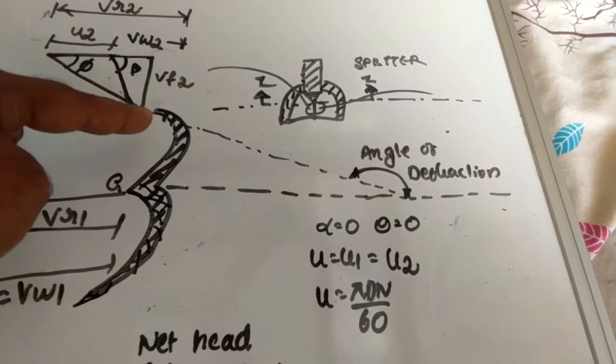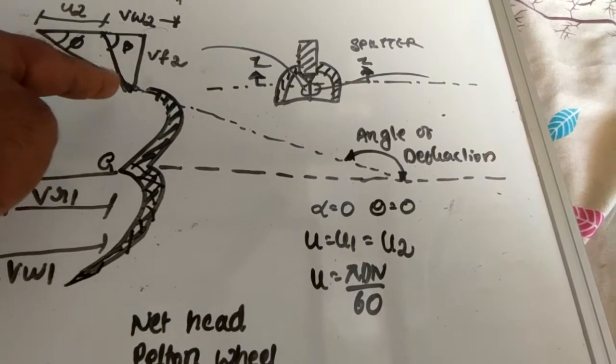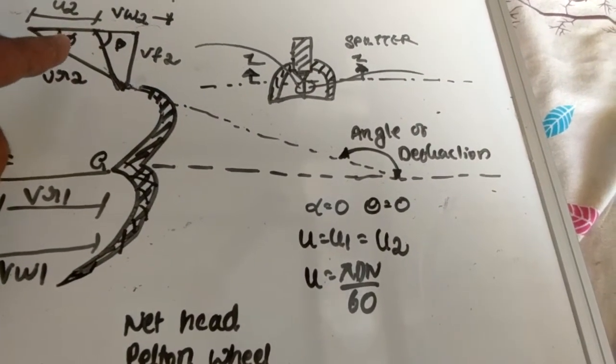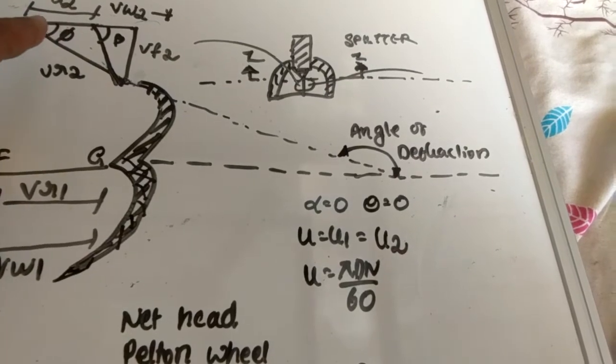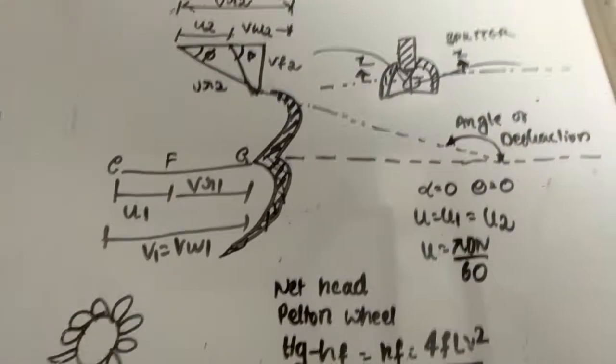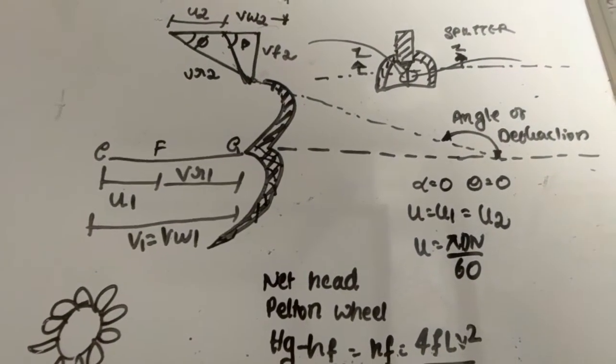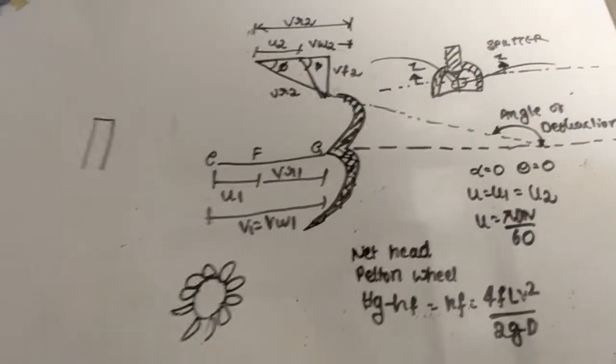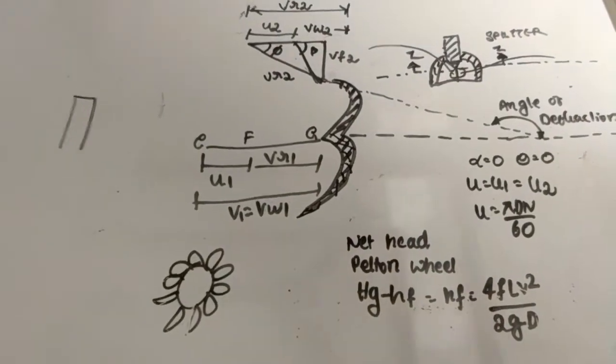And here the velocity triangles are created at the outlet: vf2, vr2, vw2 and u2 are there. So that is the jet velocity triangle. Here they have drawn that diagram. Before going to that, I will draw one simple diagram related to that.